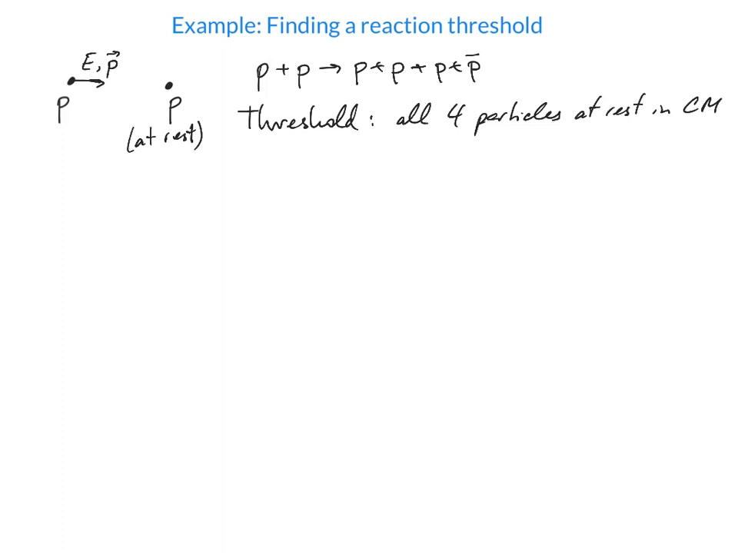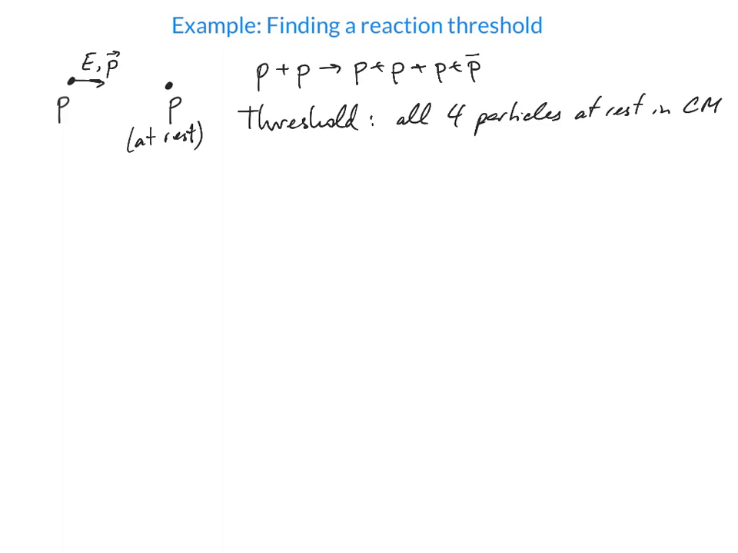Now, the 4 particles can be at rest in the center of mass because it's center of mass. You can't use this condition in the lab frame because of momentum conservation. But in center of mass, this is exactly what we expect to find. Now, in the lab frame, all the 4 particles would just be moving along together. So here's how we can find the threshold.